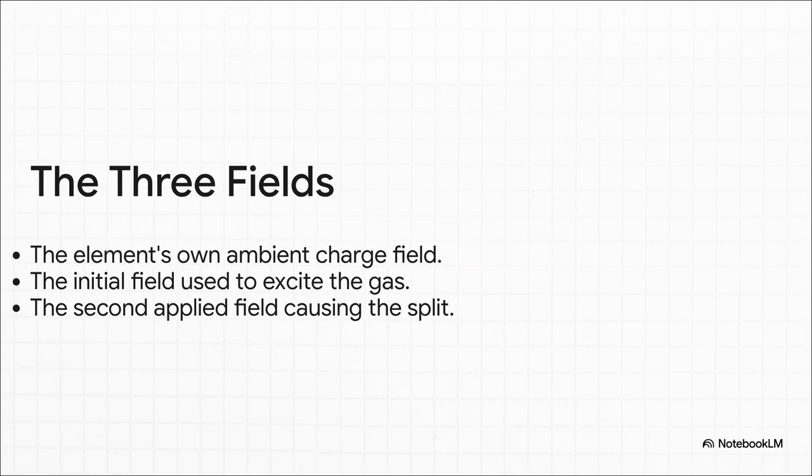So what are these 3 fields? First, you've got the element's own natural charge field that's always there. Second, you have the field you're using to heat the gas up, the one that's causing the spectral lines to appear in the first place. And then finally, you add that third field, the one that's specifically causing the Stark split. The effect we observe is the result of all 3 of these things mixing together.